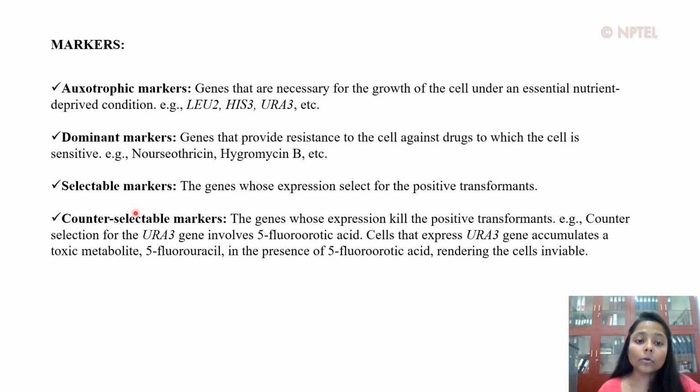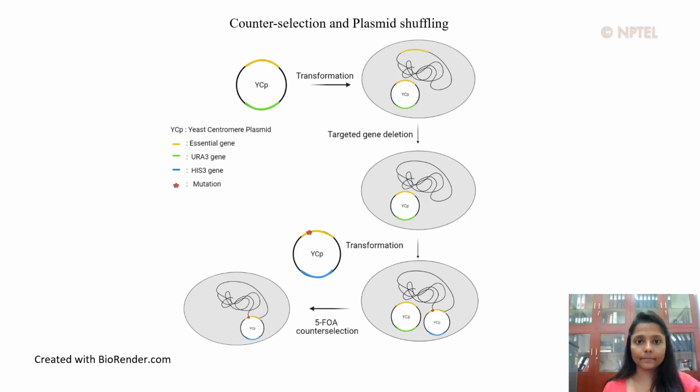And then comes the counter-selectable markers. These are the genes whose expression kill the positive transformants. Example, counter-selection for the URA3 gene involves 5-fluoroorotic acid. Cells that express the URA3 gene accumulate a toxic metabolite like 5-fluorouracil in the presence of 5-fluoroorotic acid, rendering the cells inviable. Counter selection is important during plasmid shuffling.